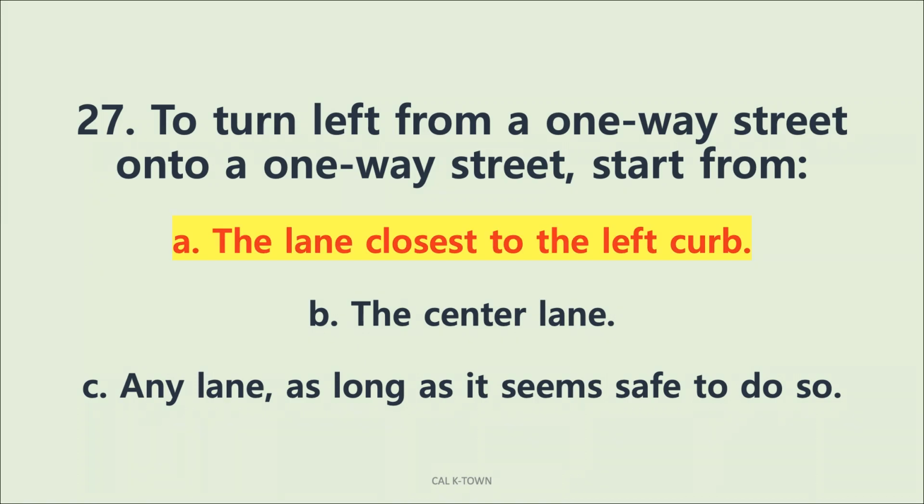The answer is A. The lane closest to the left curb. When turning left from a one-way street onto a one-way street, start the turn from the far left lane. Watch for pedestrians, motorcyclists, and bicyclists between your vehicle and the curb because they may also legally use the left turn lane for their left turns. Turn into any lane that is safely open.